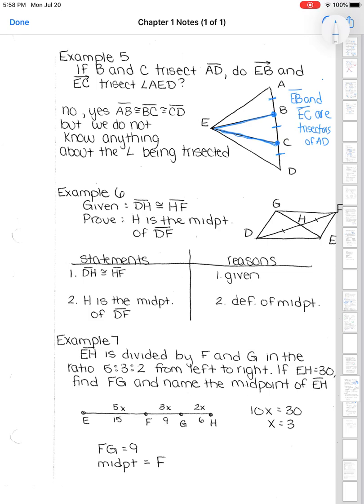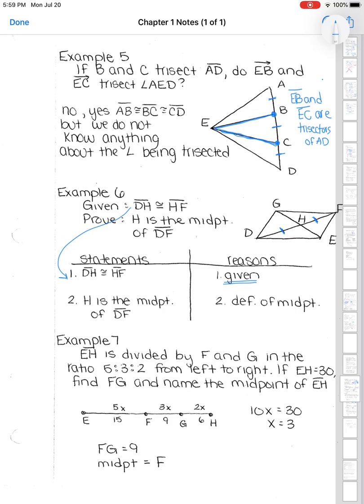But again, similar to what I mentioned in the previous example, you cannot make any conclusions based on the angles. Just because the segments are congruent does not necessarily mean that the angles would be congruent. So again, if the sides are congruent based on the trisection, you cannot make any conclusions that the angles would also be congruent. All right, so let's try a proof here.